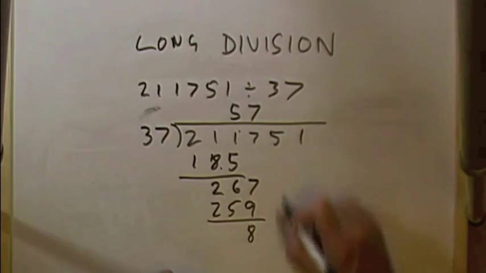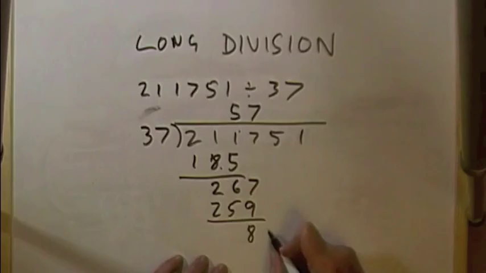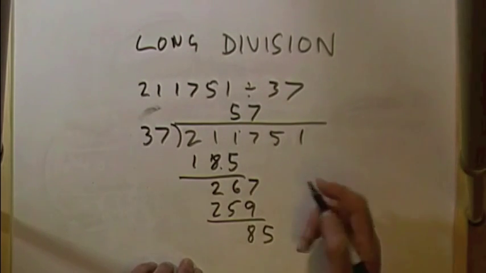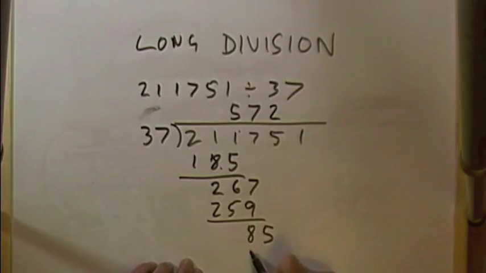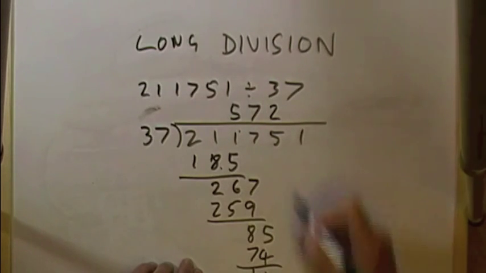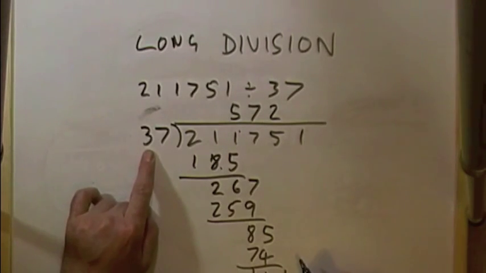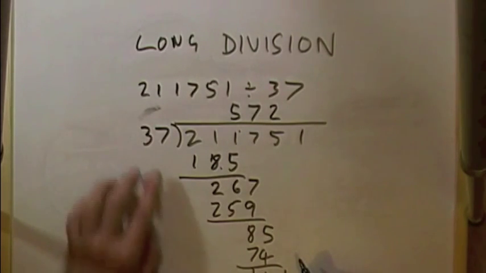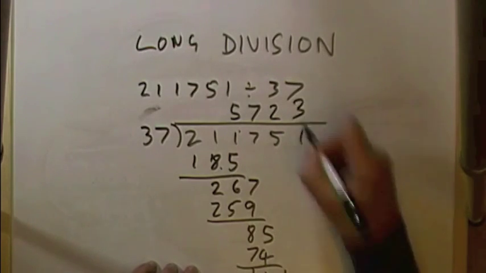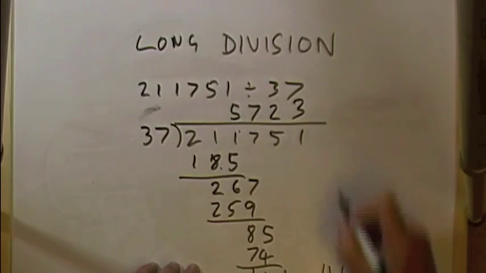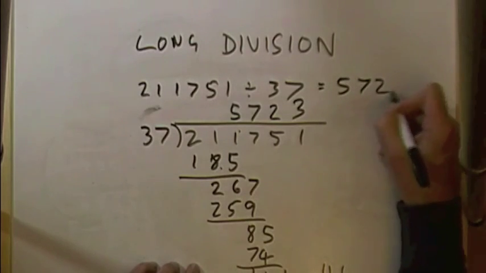How many 37s can I still get from my 851? Well, going to the tens now. How many 37 tens from 85? Not a lot. 80, 40, 80, it looks like 2, doesn't it? So 2 times that's going to be 74. Well, that leaves me 11. Bring the 1 down. Down to the units. How many 37s from 111? Not a lot. Probably 3. And 3 times it. I've not got room to put my extra 3 down here. 3 times 37 is 111, so that was it exactly. The answer to that was 5,723.